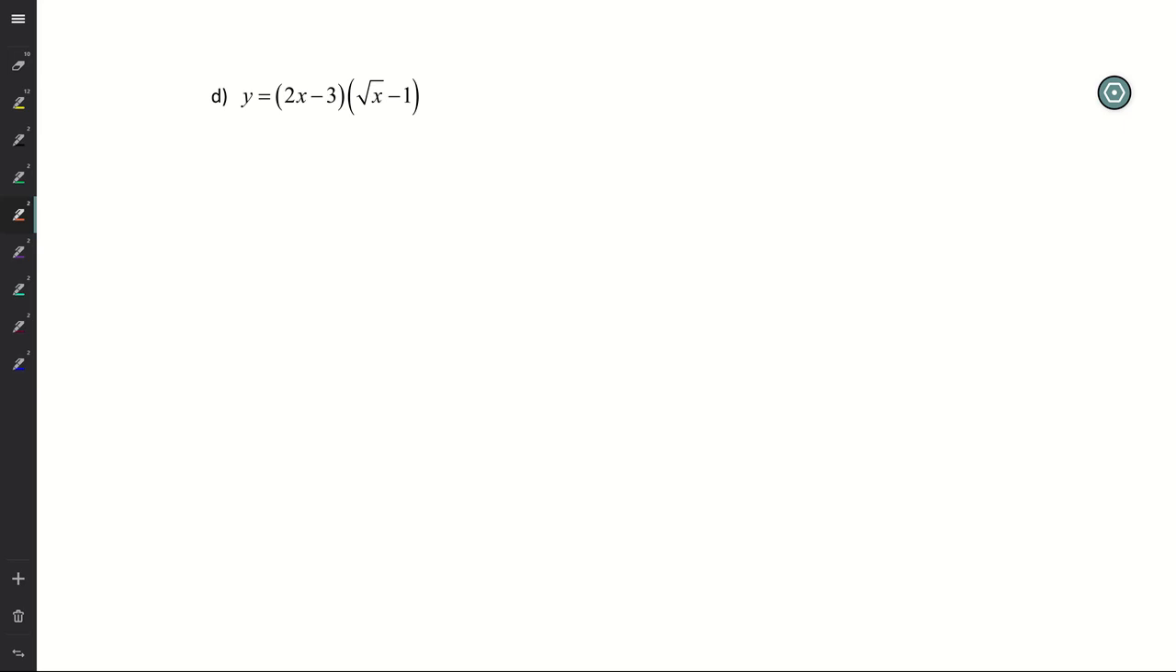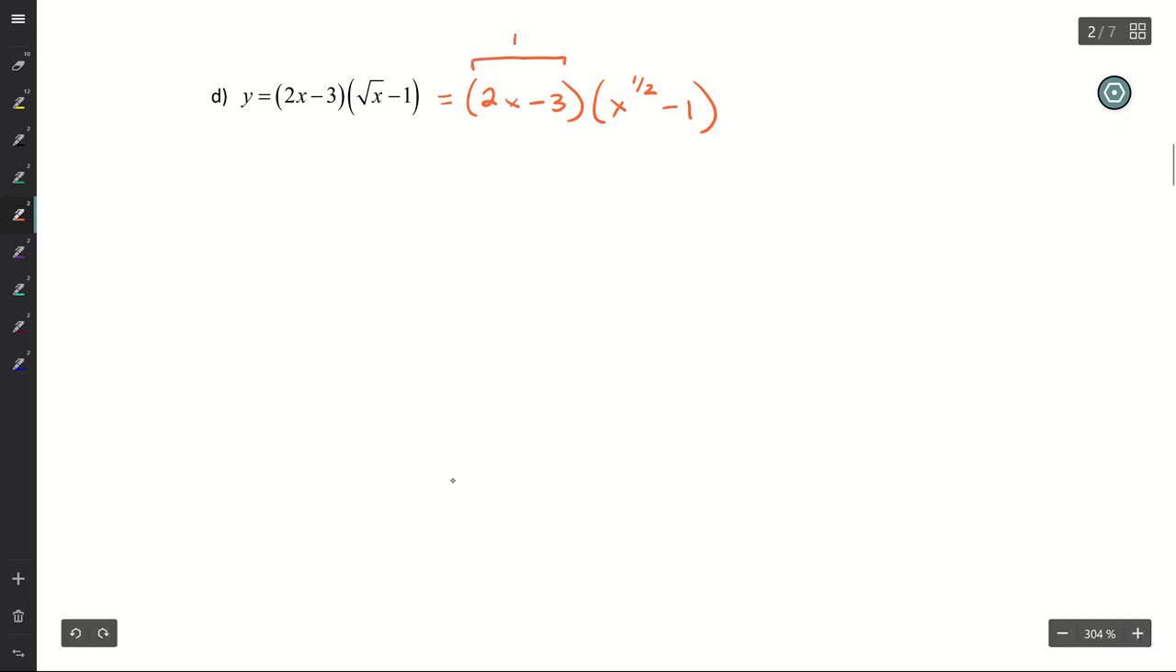All right, this particular problem is definitely a product. However, the second piece of that product needs to be rewritten, similar to the way we rewrote certain problems in the last section. So the 2x minus 3, that part's good, but the second part needs to be written as x to a power of 1/2 and then minus 1. Anytime you have a root, you want to rewrite that root as a fractional power. Okay, now we can identify here is our u and here is our v.